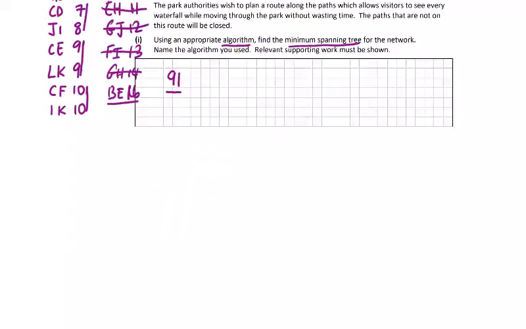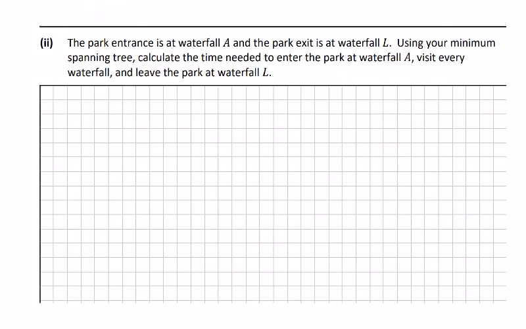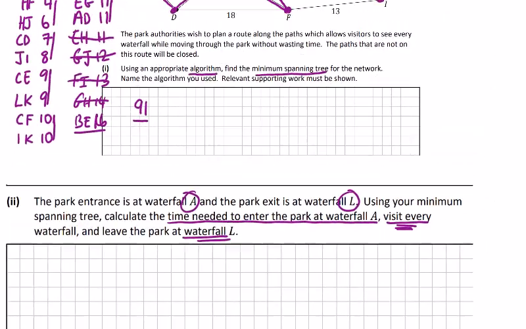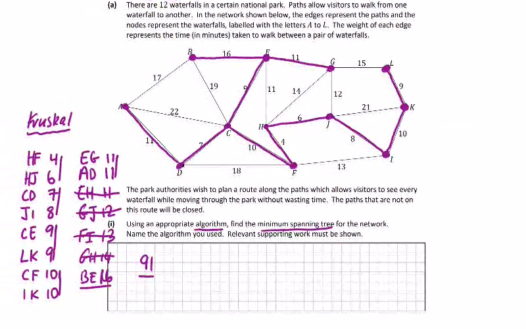The next part of the question. The park entrance is at A and the exit is at L. We want to use our minimum spanning tree to calculate the time needed to enter the park at A, visit every waterfall, and leave at L. So if we enter at A, we can go A to D to C to E.